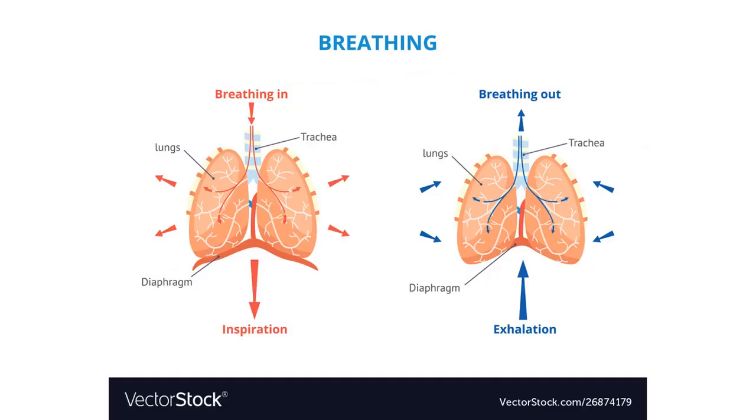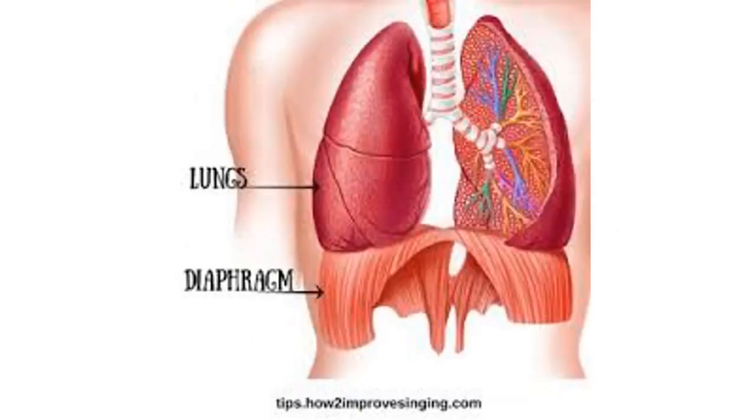The upper respiratory tract is responsible for warming and moistening the air that we breathe in. The diaphragm is the muscle used in breathing. It contracts during inhalation and relaxes during exhalation. You need to take proper care of the respiratory system because it is necessary to avoid sickness.